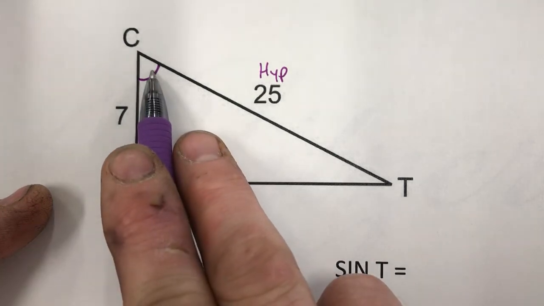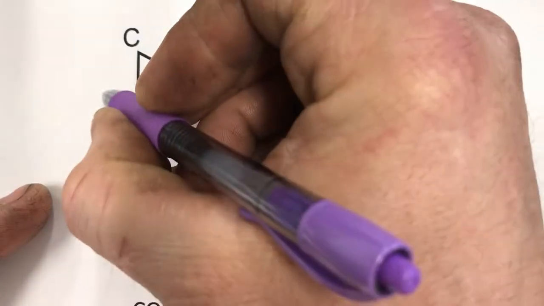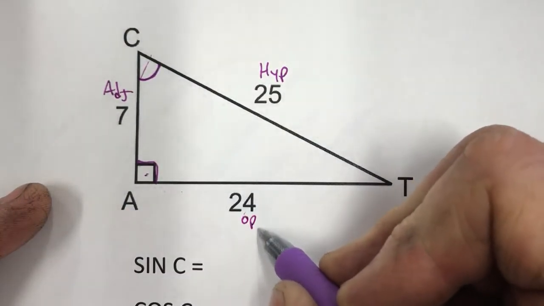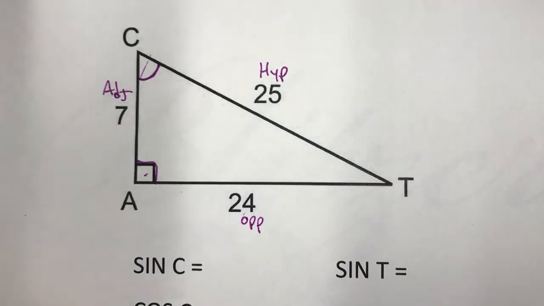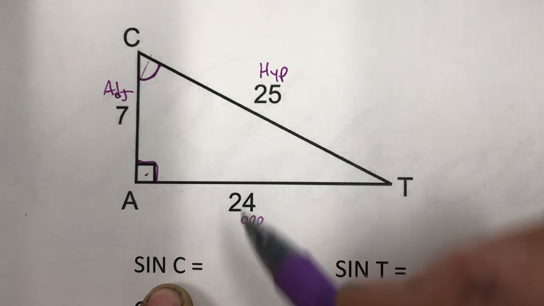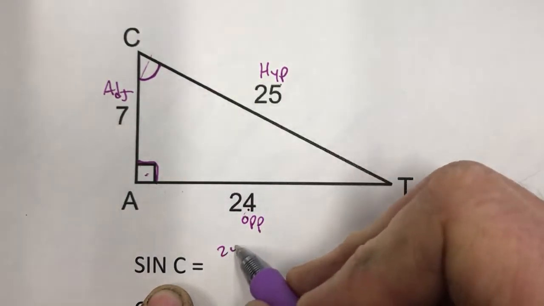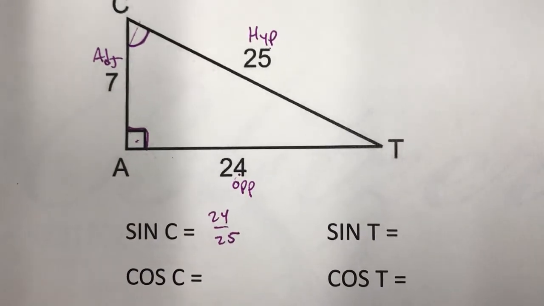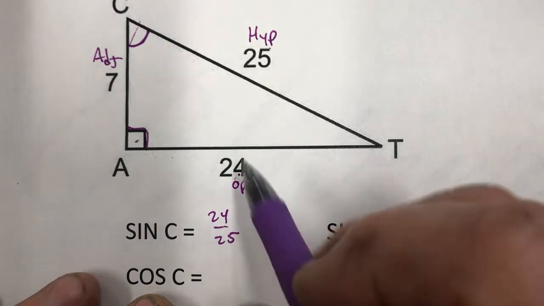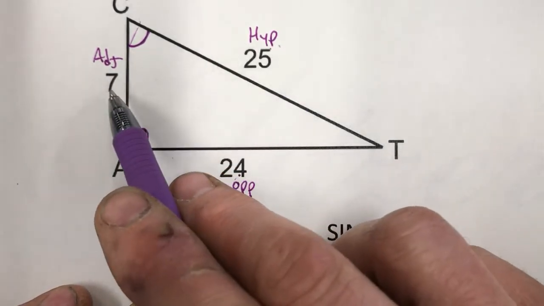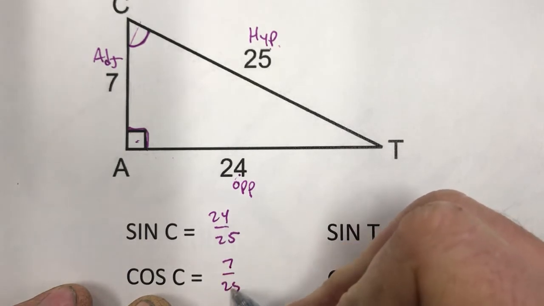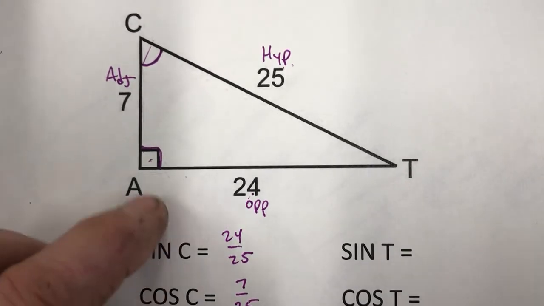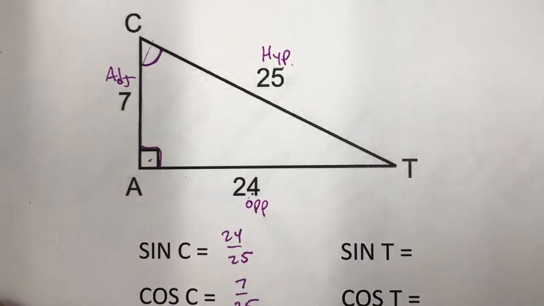So if that's my angle I'm dealing with here, this 7 is my adjacent because it's right next to it. This one is away from it, which is the opposite. Okay, so in sine of C, sine is opposite over hypotenuse, so it's going to be 24 over 25. You really don't need a calculator for this at all, just getting these trig ratios set up. Cosine of C is adjacent over hypotenuse, 7 over 25. And then tangent of C is the opposite over the adjacent, 24 over 7.